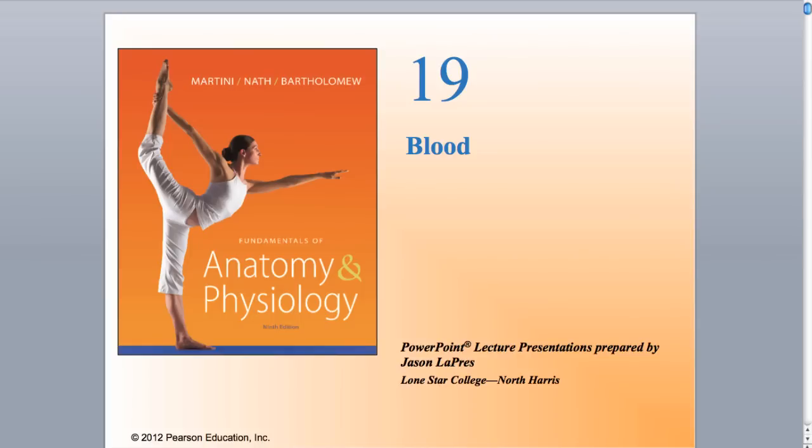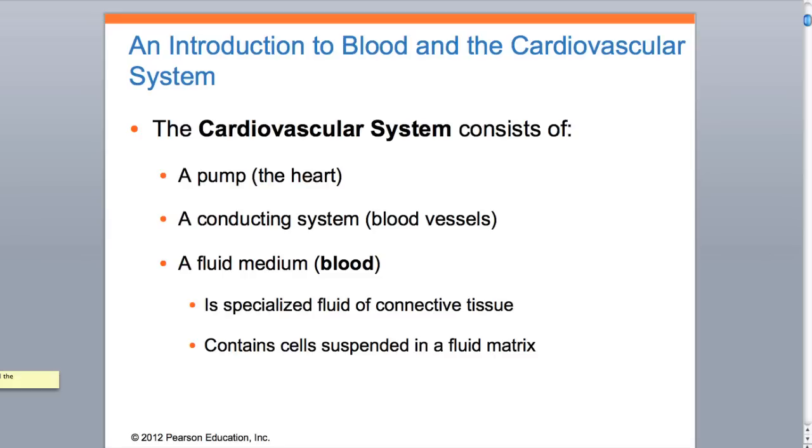This is now chapter 19 on blood. Chapter 19, chapter 20, and chapter 21 are related. Chapter 19 on blood, chapter 20 on the heart, and chapter 21 on blood vessels are interconnected. We're going to start with the first slide of chapter 19. In this slide, we see that the heart, the blood vessels, and the blood are related, just as I mentioned that chapters 19, 20, and 21 are interconnected. So this slide is representing the same information.